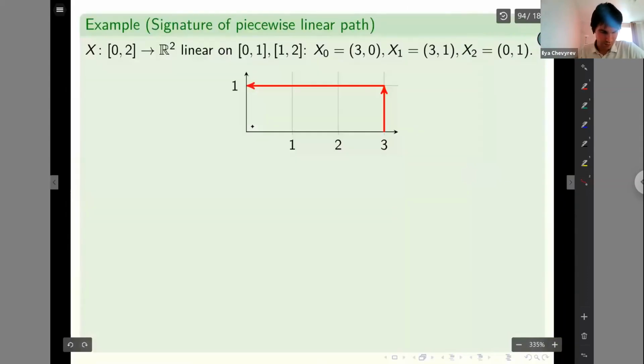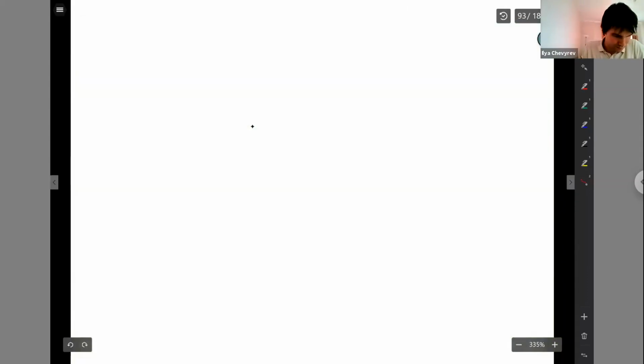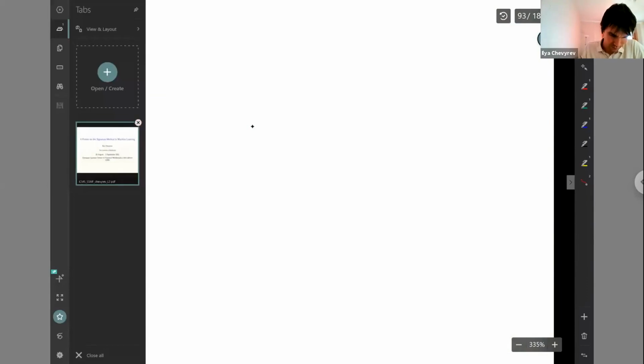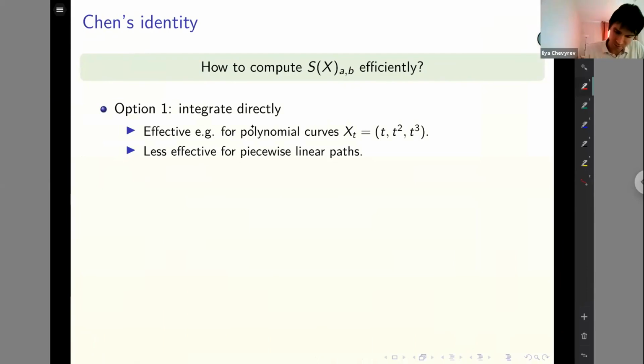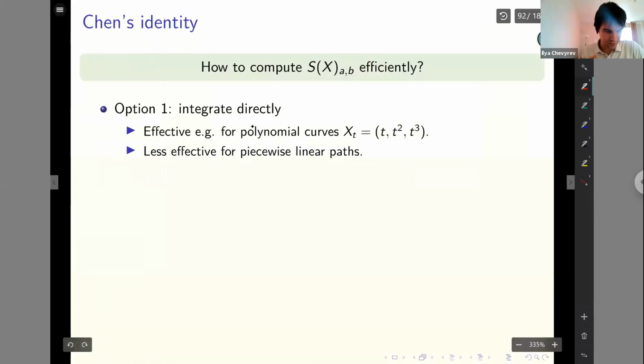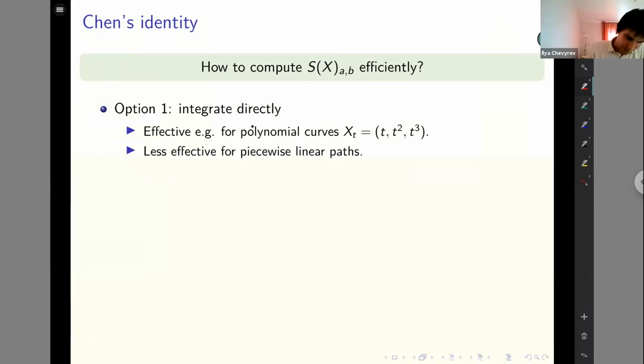Okay, so let me write it out. I checked before that it was all right, but clearly not. Okay, so the theorem of Chen is the following. So this is Chen's identity.